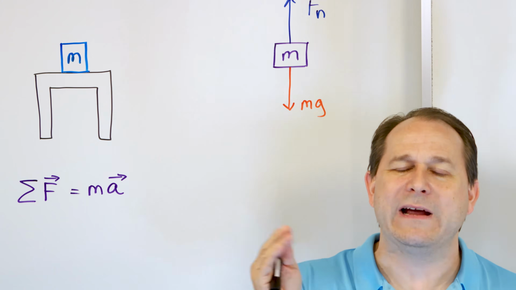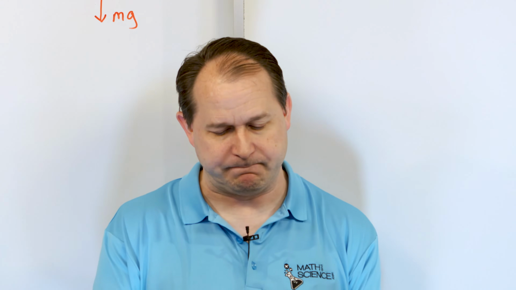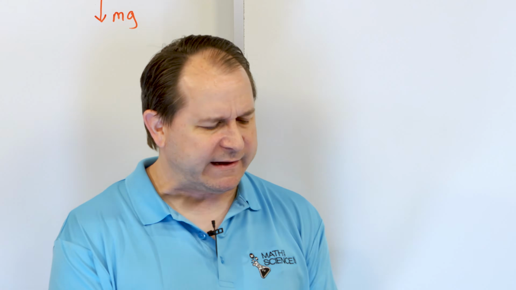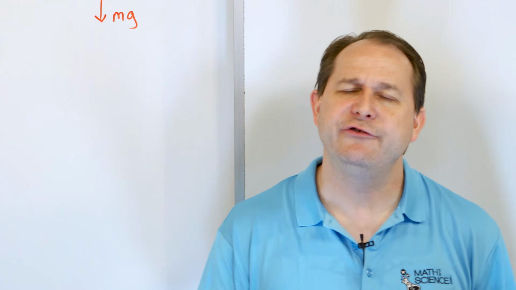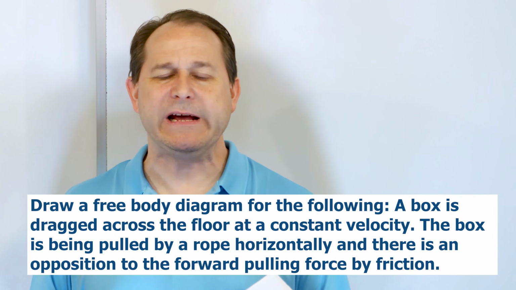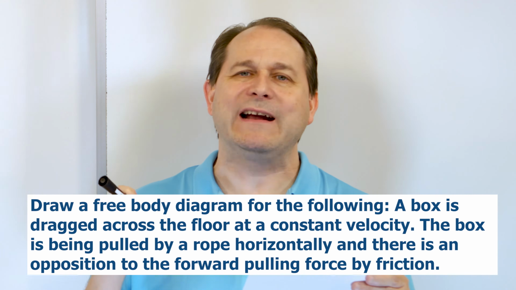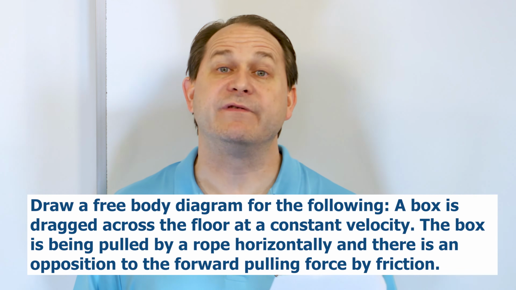So because action-reaction pairs act on different objects, they can never appear in the same free body diagram. All right, now let's jump ahead and do something a little more complex than this one, and we'll just take it one step at a time. Draw a free body diagram for the following situation. A box is dragged across the floor at a constant velocity.